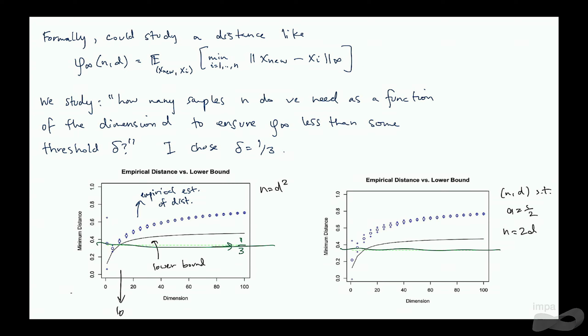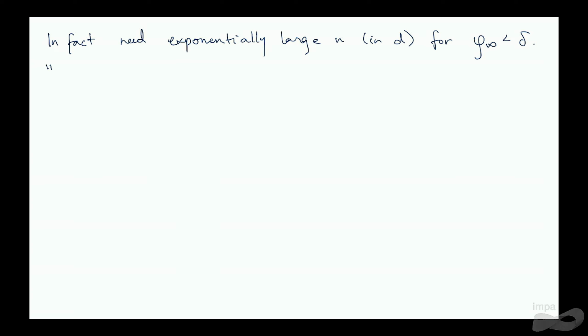data points. You can prove this, that in fact you need exponentially large n, exponential in the dimension d, for this distance measure to be less than delta. And when people talk about the curse of dimensionality, this is what they mean. It means that if you're looking in high dimensional space, essentially all your data points are far apart. So if you want to cover the space with a sample, you're going to need an exponential number of points to do so.